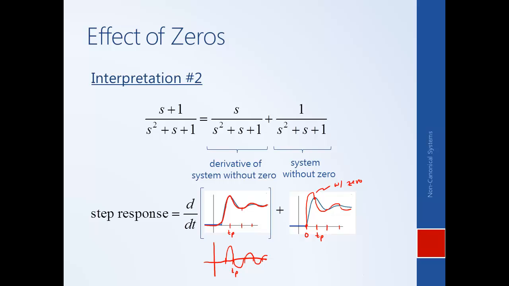And you can see how that compares to the standard canonical form. You can sort of see that the oscillation is accentuated. So it reaches its peak sooner, but it has higher overshoot and more oscillation.